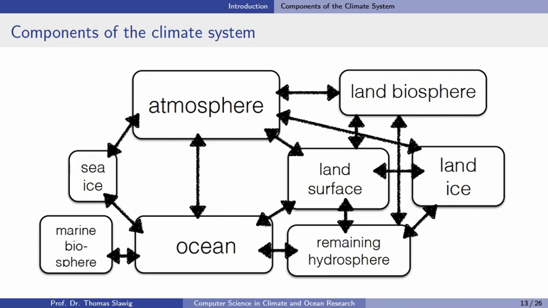We will see later that this is reflected in the climate models, of course. The coupling is also very important. For example, the coupling from atmosphere to ocean is very important with respect to CO2 emissions and uptake, because the ocean takes up CO2 from the atmosphere. This is a chemical process happening at the interface, at the sea surface, which is not that easy to understand and which has to be modeled somehow.